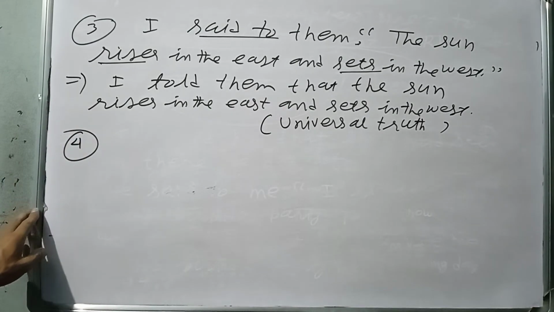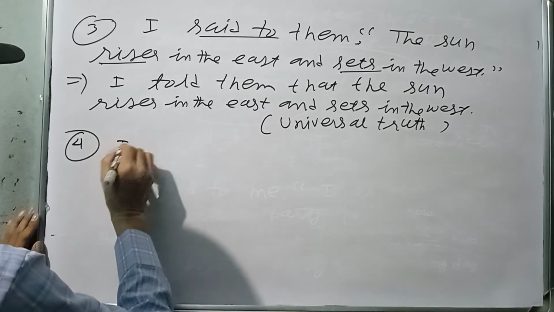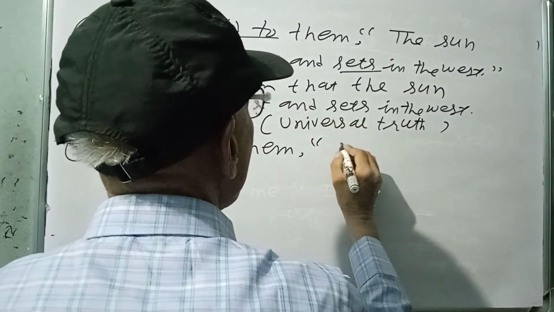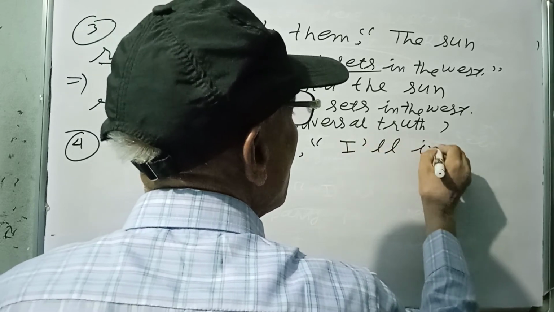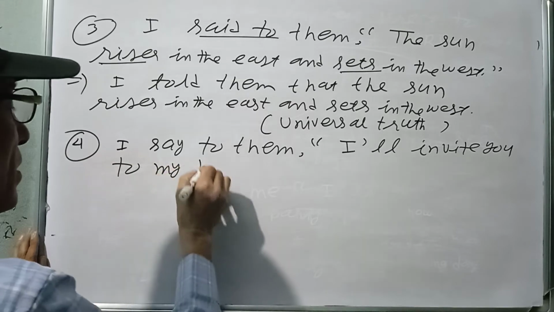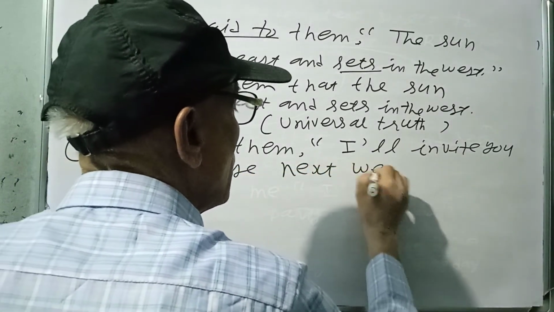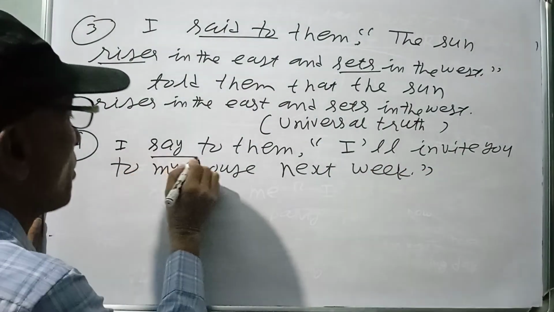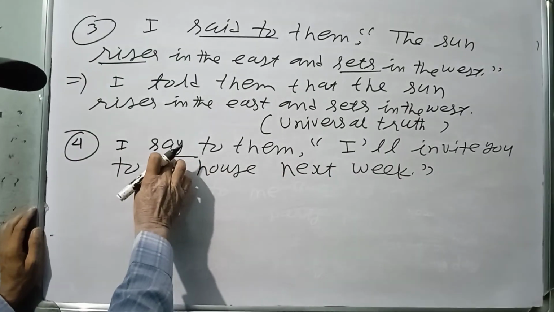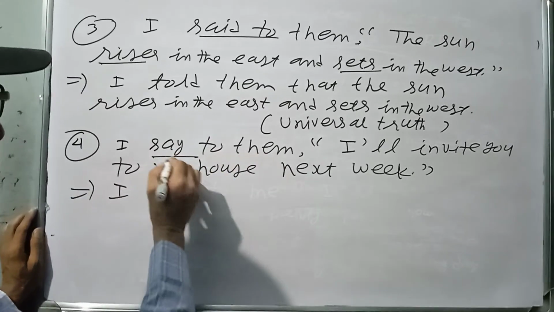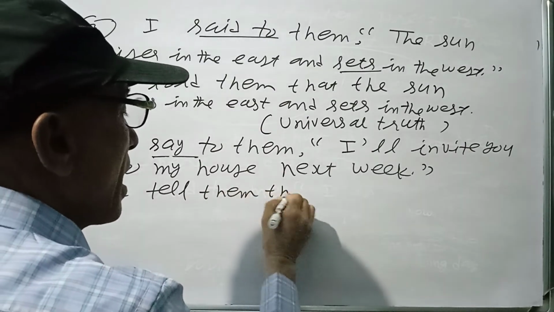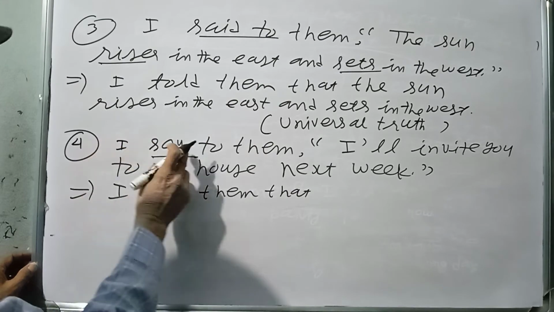Another case: when the reporting verb is in the present or future tense. For example, I say to them, "I'll invite you to my house next week." I say, this is present tense. So it does not change because it is the same. "I say to" becomes "I tell them that". Because it is present tense, I tell them that, first person according to the subject, I say, and it is my saying.